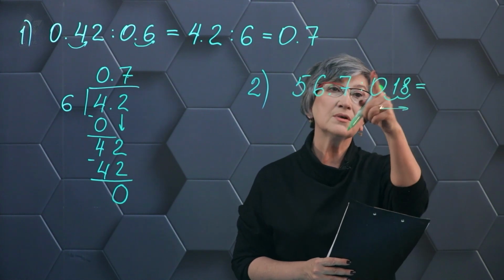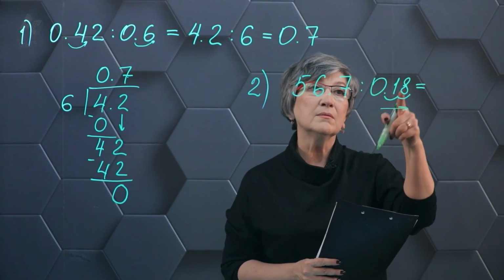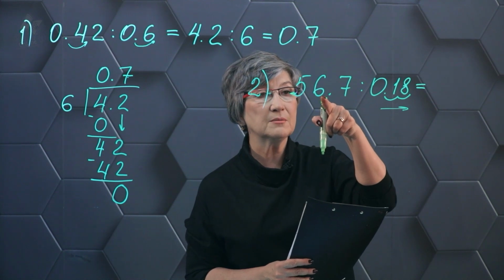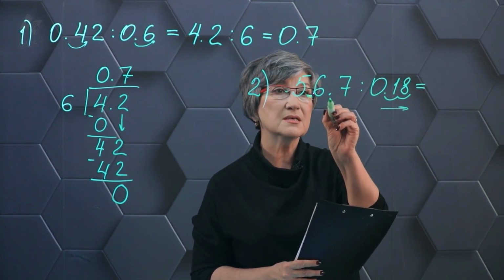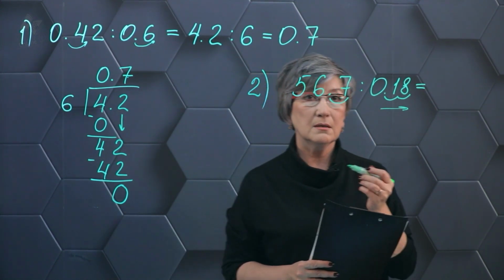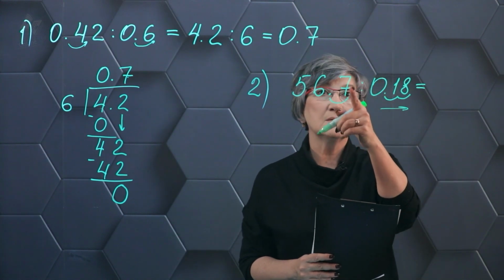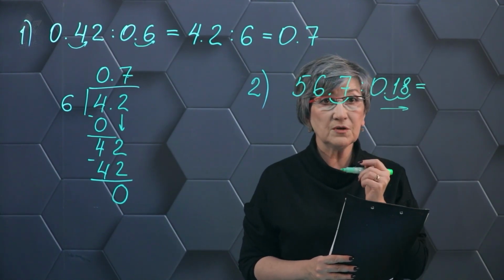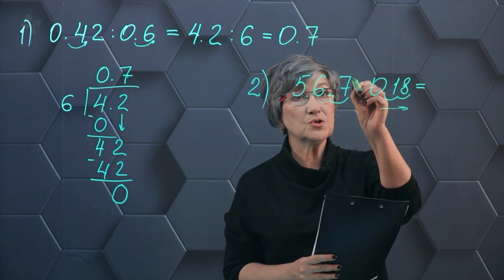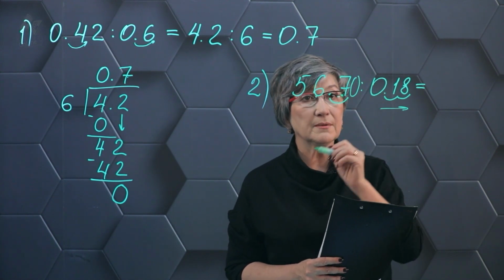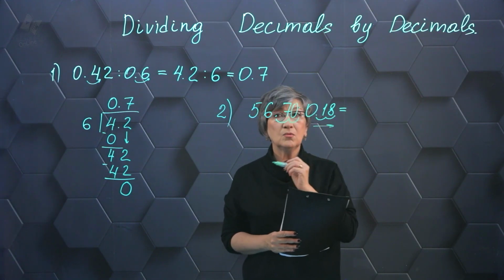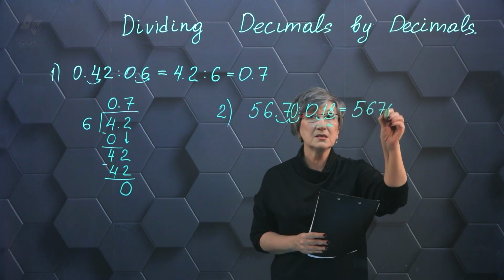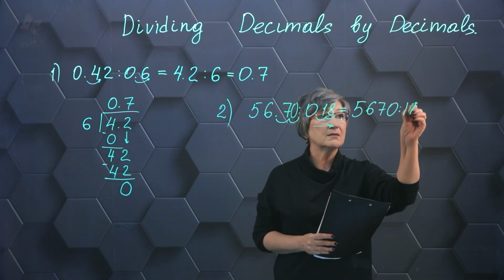But if I move it in this number by 2 positions, then I have to move it in this case as well, that is 2 positions. And I don't have any sign that I can emphasize. What should I do in this case? The thing is that I can add 0 and then I get the following number. 5,670 divided by 18, I perform division by column.